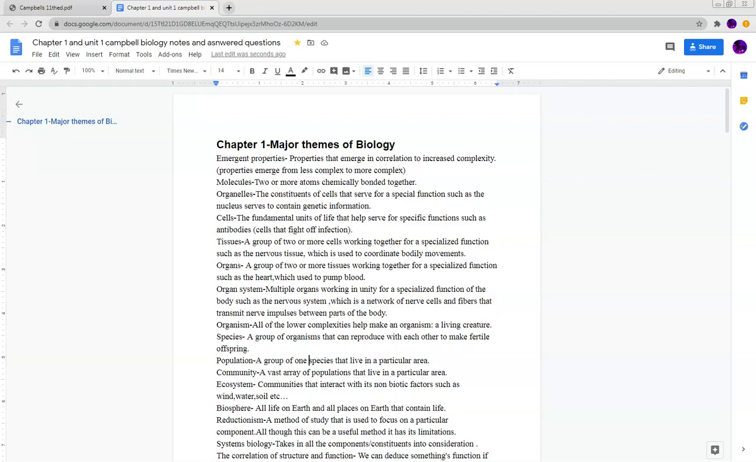Now, ecosystems are essentially communities that interact with their non-biotic factors such as wind, water, and soil. Pretty simple. And then the biosphere, as you can probably deduce, is all life on Earth and all places on Earth that contain life.